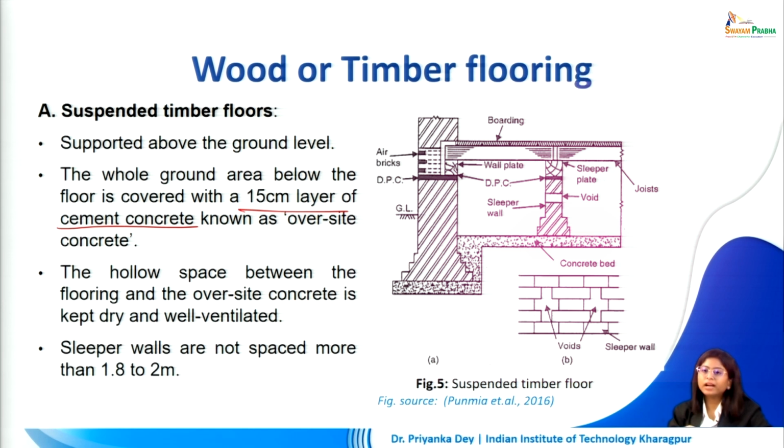So, we may also provide air gaps at regular intervals along this plinth wall to ensure that it is well ventilated, and if any moisture has entered this space, it can be easily dried over time. Now, sleeper walls are not spaced more than 1.8 to 2 meters. So, this entire thing is basically raised above the ground and suspended, and this flooring, because it is disconnected from the ground level, will not instantly be affected by the dampness.